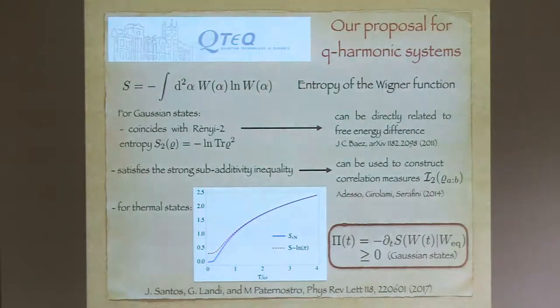What system are you plotting this? It's a harmonic oscillator in contact with a thermal bath. Okay, so a thermal state, just e to the minus beta H.